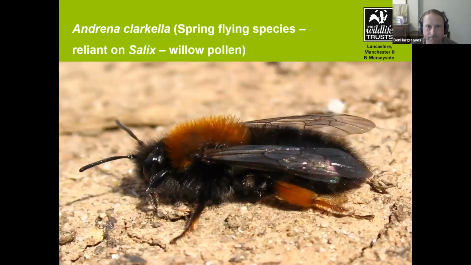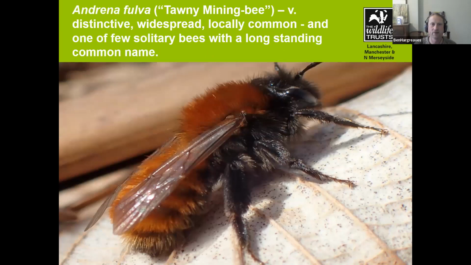Next slide, please. So yeah, this is one of the spring flyers, Andrena clarkella, reliant on willow pollen. Quite distinctive when very fresh, very orange hind tibia and brush at the back, very black abdomen, and then the same colour as the leg on the thorax. So that's clarkella, quite a robust bee. And also quite a robust species, one of the few with the common name tawny mining bee, not reliant on willow at all, but much more polylectic. It'll choose from a range of plants.